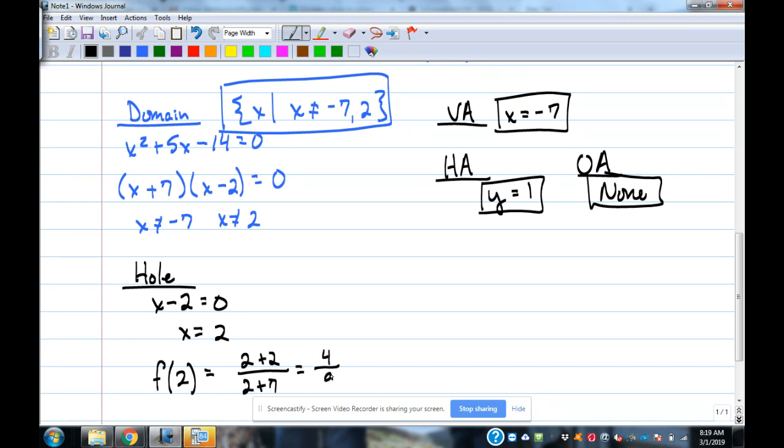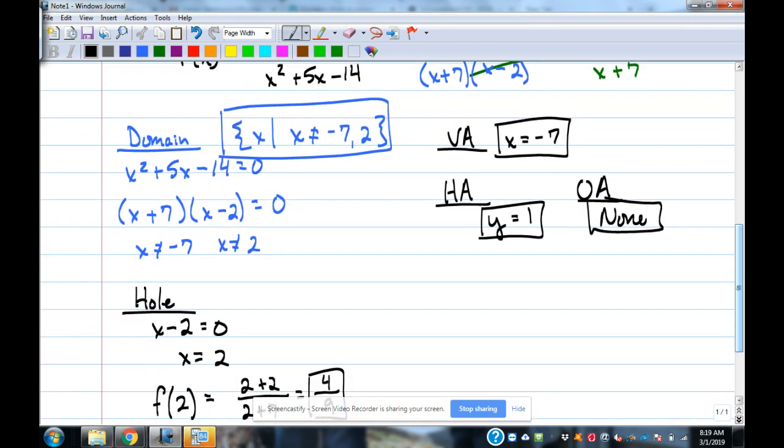So it'd be 4 over 9, right? Going to look at the simplified version, x plus 2 over x plus 7. So the hole is at the ordered pair 2, 4 over 9. If we were to graph this by hand, we would put an empty circle in that spot. That's what represents a hole in the graph. We'll look at the graph in just a minute after we find the intercepts and get that going. Okay.